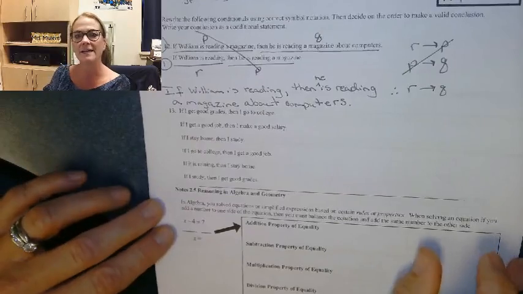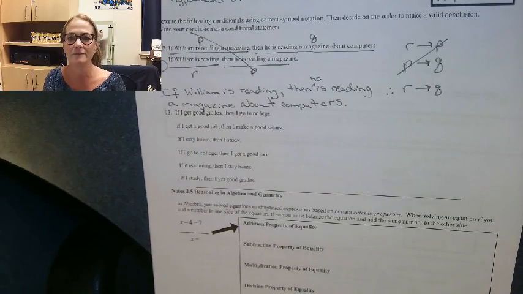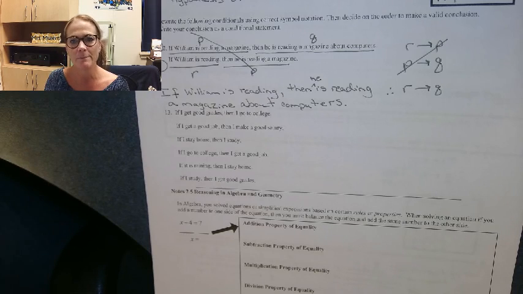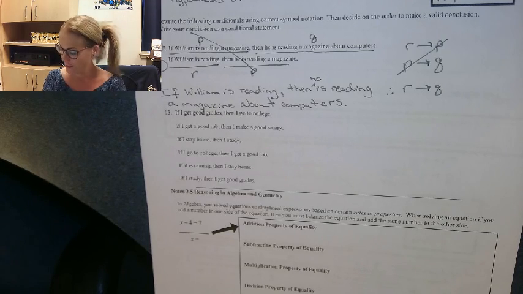Okay, so almost done here. 13 is kind of crazy. If I get good grades, then I go to college. If I get a good job, then I make a good salary. If I stay home, then I study. If I go to college, then I get a good job. If it's raining, then I stay home. If I study, then I get good grades. Wow, that is a lot to process right there. But if you organize it with symbols, you're going to be able to make a conclusion here.